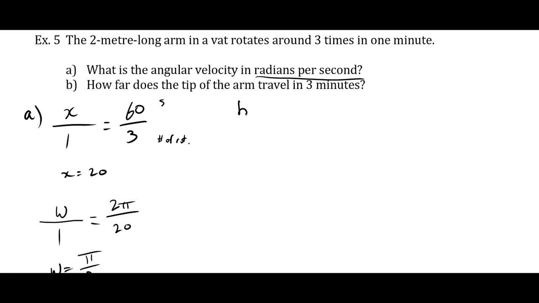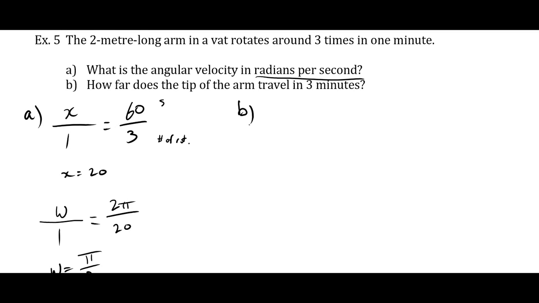Question B, how far does the tip of the arm travel in 3 minutes? I could use the angular velocity to figure that out, but I would still have to do some conversions because now it's asking for 3 minutes. That's easy, that's 180 seconds. But the radians per second, I would have to turn into distance per second. So I'd have to take in the 2 meters and figure out the distance. That would be a fine way of doing it, but I can set up proportions and do this again that way.